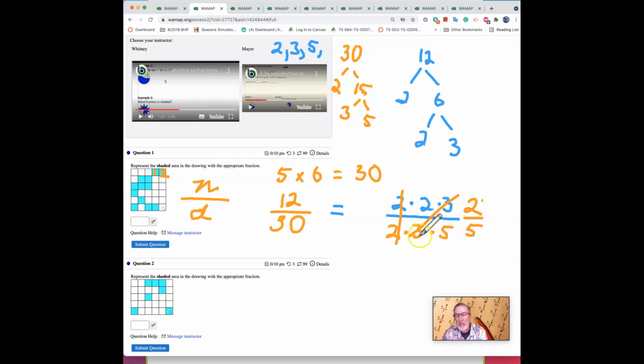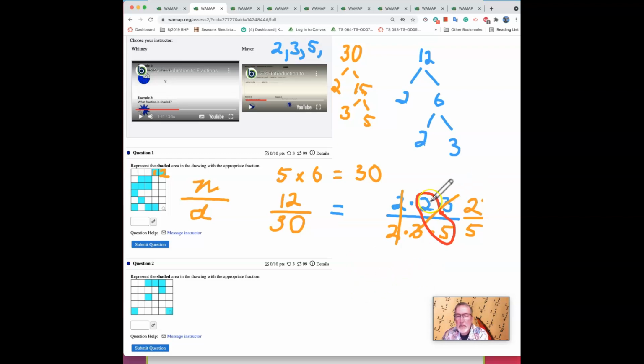Because this 2 and this 3 divided into the 2 and the 3 in the numerator and became 1, we can just take the numbers that are left. In this case, we only had 1 number in the numerator and 1 in the denominator, and that becomes our simplified fraction. So 12 over 30 is the same as saying 2 over 5, or 2 out of 5. So in this picture, 2 out of every 5 of these blocks is blue.